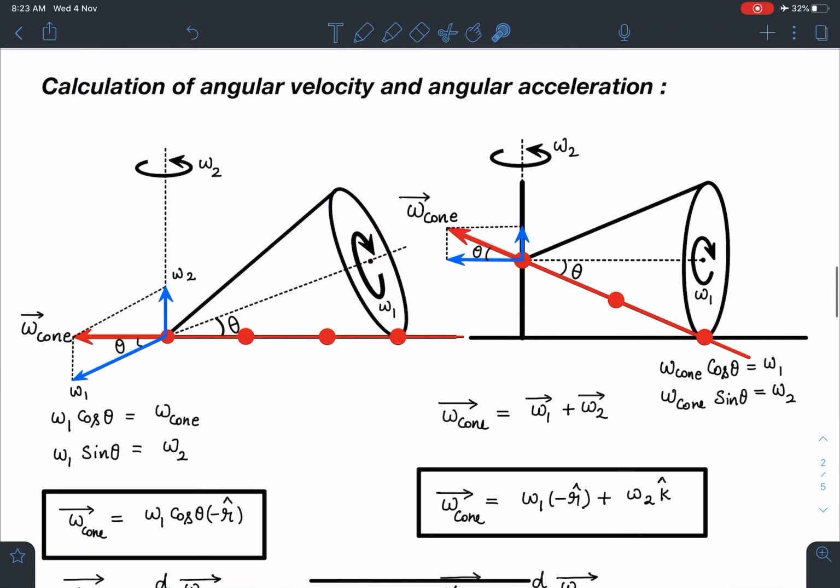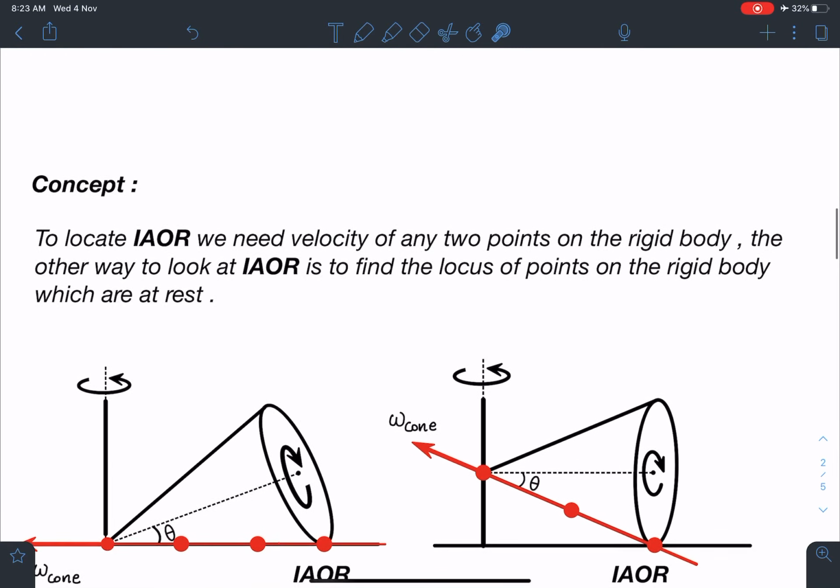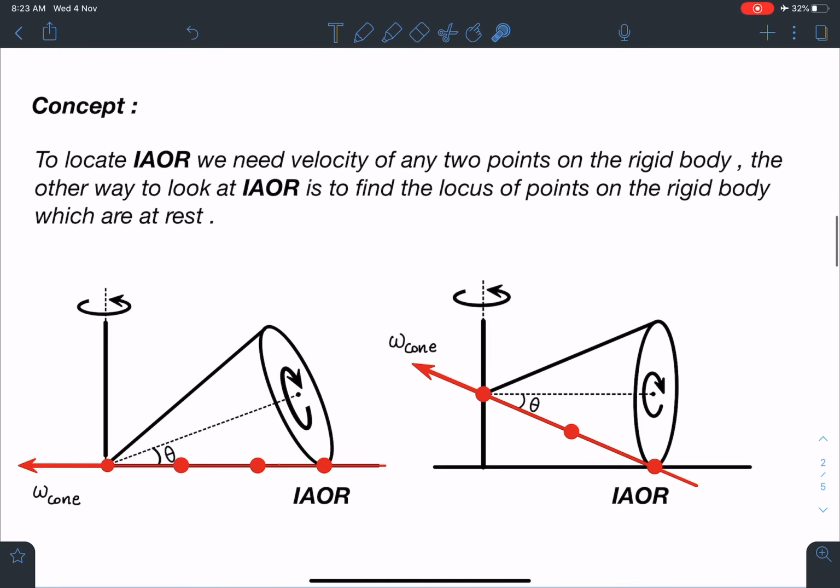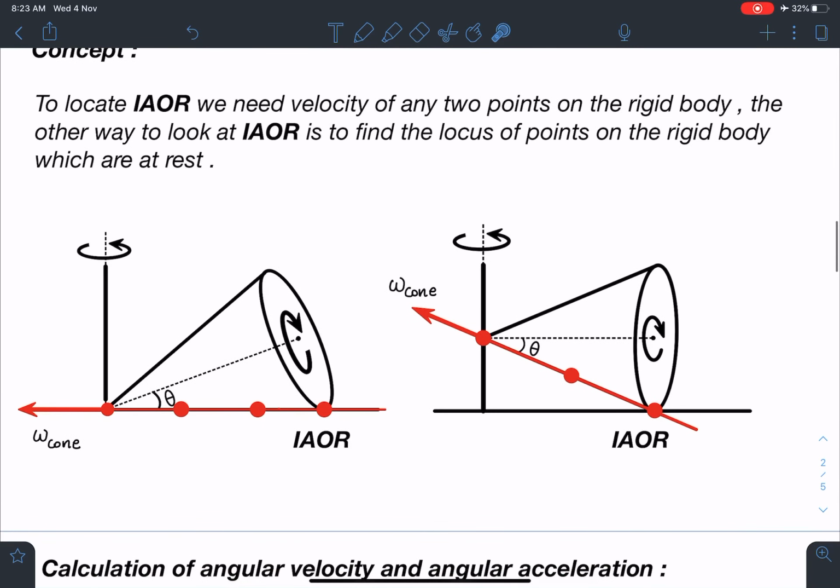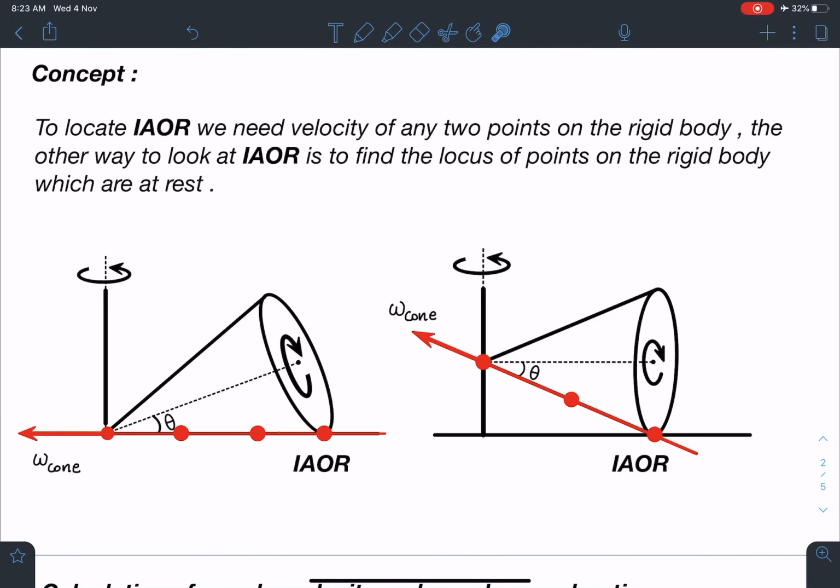So I hope you are able to understand this analysis. It's very important for learning these concepts, and it's a precursor for the 2016 rotation problem, the angular momentum problem. So soon I'll be discussing that problem as well.